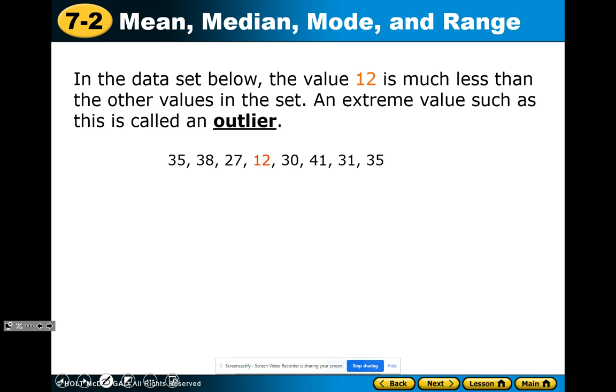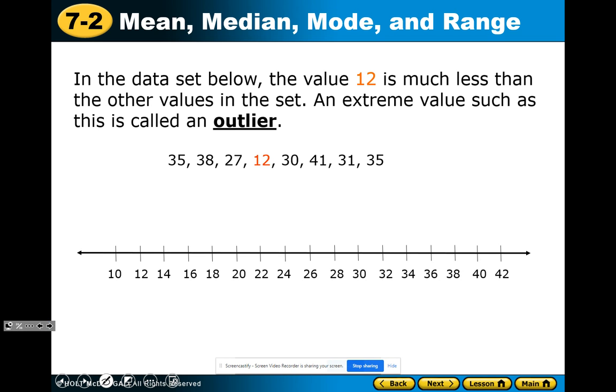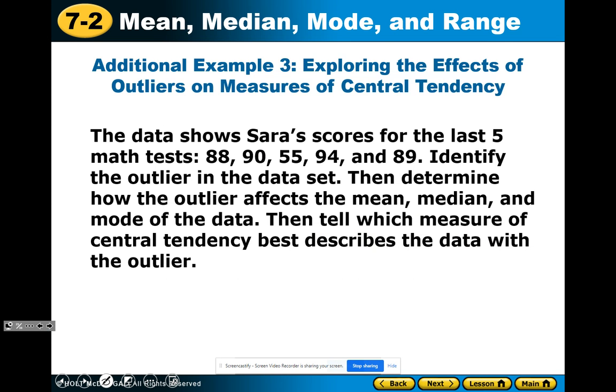In the data set below, the value 12 is much less than the other values in the set. An extreme value such as this is called an outlier. Notice when we put them on the chart here, where the rest land and how this one is so far away from it. You could see that without the line, but they put it in there for you.